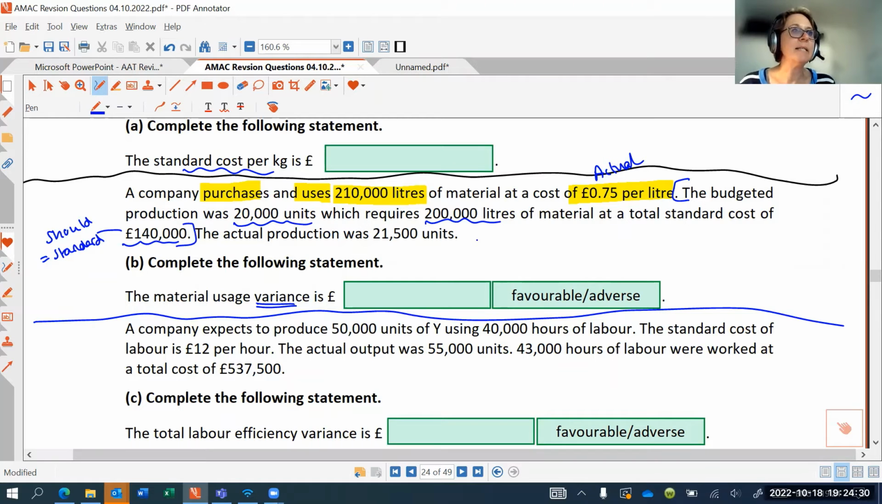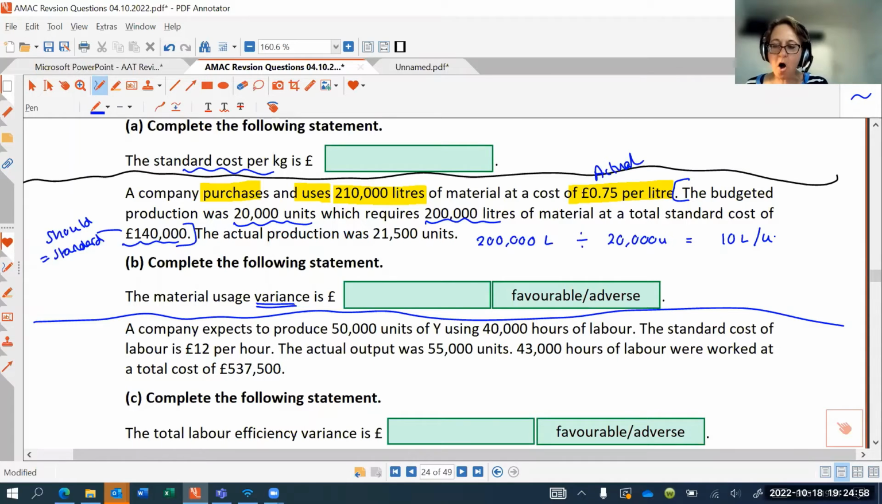Looking for litres per unit. Remember what I said about that word per. If you've got the number of litres, you turn the word per into a division sign, so litres per unit is litres divided by units, and that's your answer, 10. Well done. So 10 litres per unit.